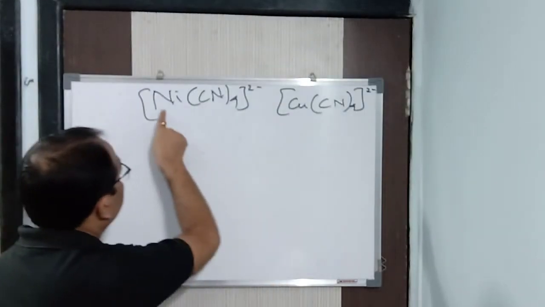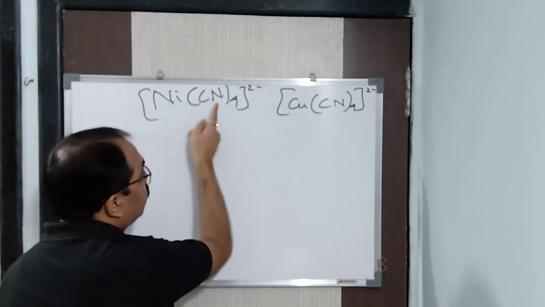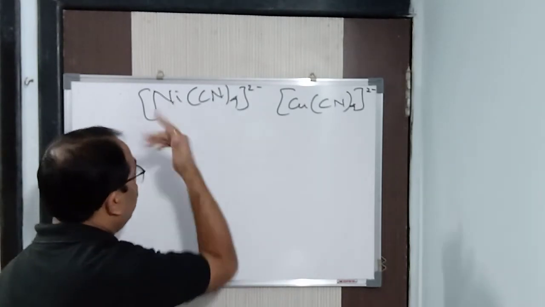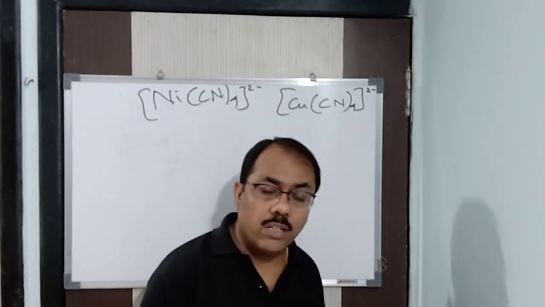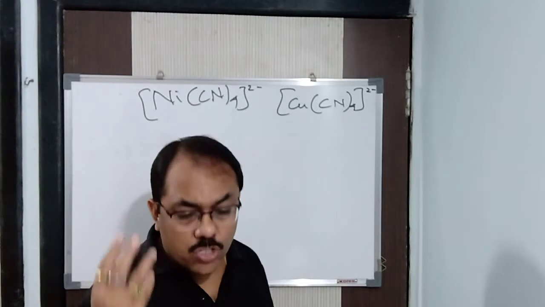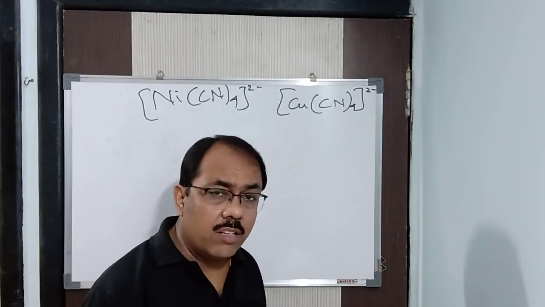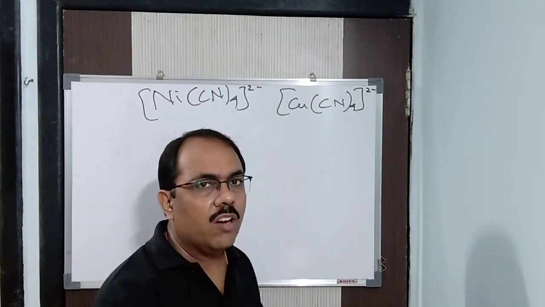Which is the central metal atom? This one is the central metal atom. This is a metal atom. It is going to donate electrons to, nothing but the nickel, or the copper. Who is going to donate? CN is going to donate. So hence CN is called a ligand. Ligands are donor atoms which donate electrons to the central metal atom. How many electrons is it donating? At least one pair. That is, it donates a lone pair of electrons.